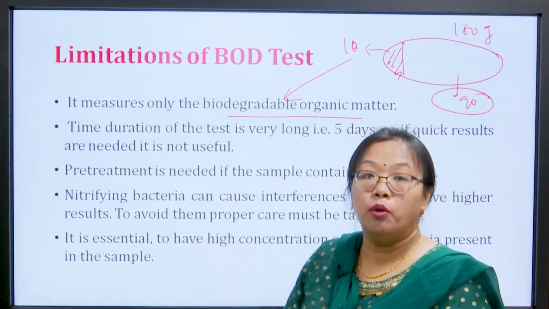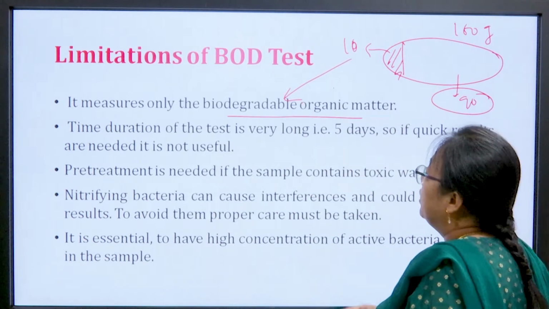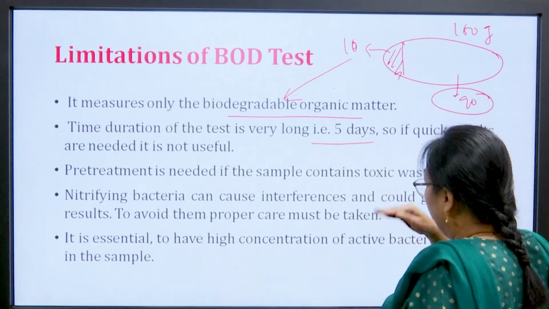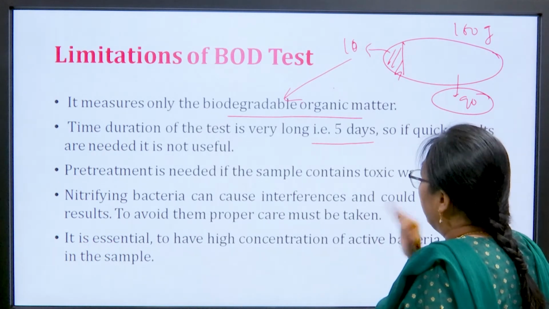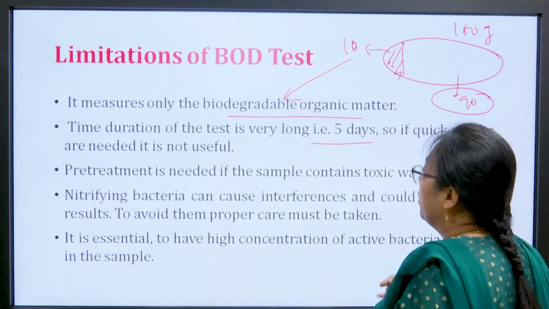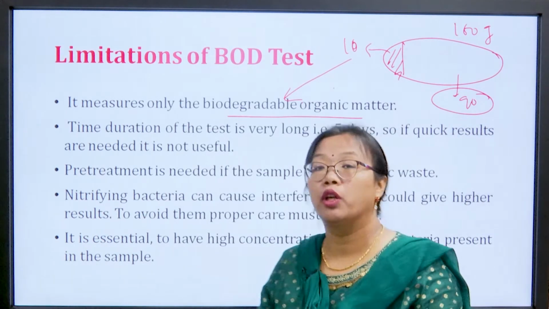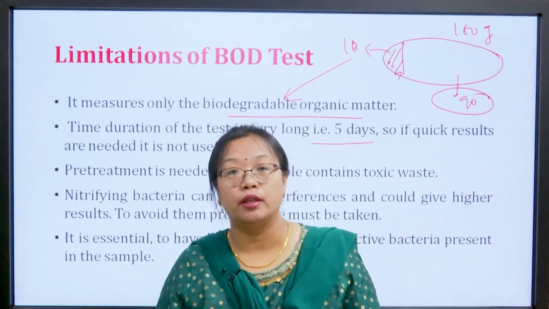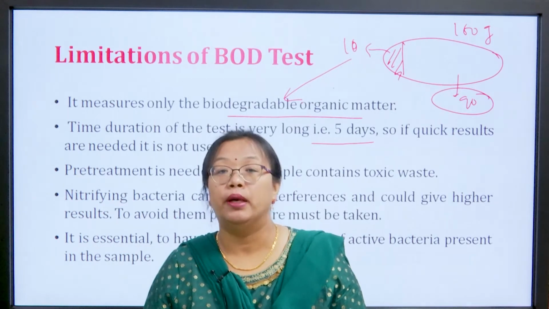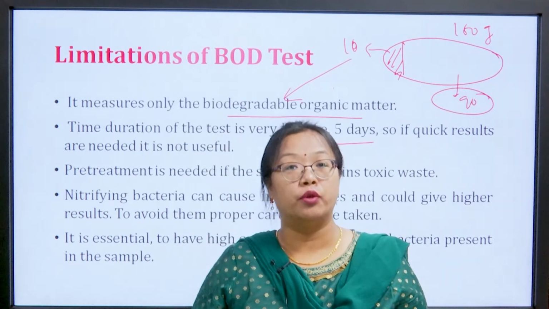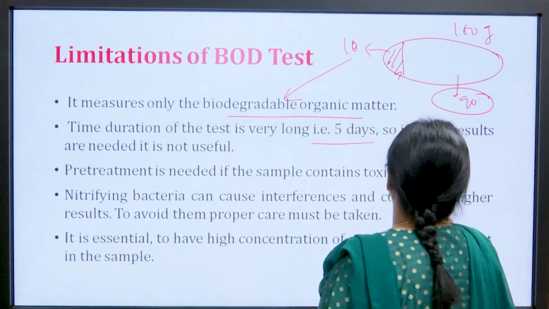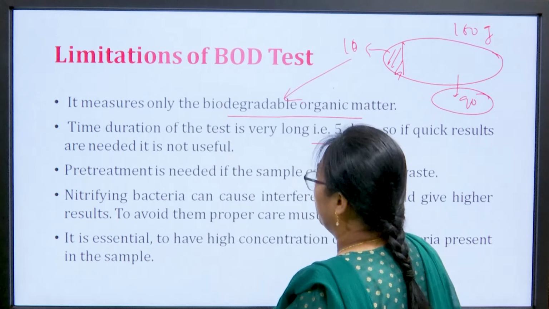The second limitation, and the most important from my point of view, is that the duration of the test is very long, 5 days. You will start in the morning, do the experiments, and then after 5-6 days you will get your results, which is actually very bad, because sometimes you require all your results fast, right? Sometimes you cannot wait for 5 days, but in BOD you are forced to wait. Even if you do the experiments very quickly, you still have to wait for 5 days. So, if quick results are needed, it is not useful.